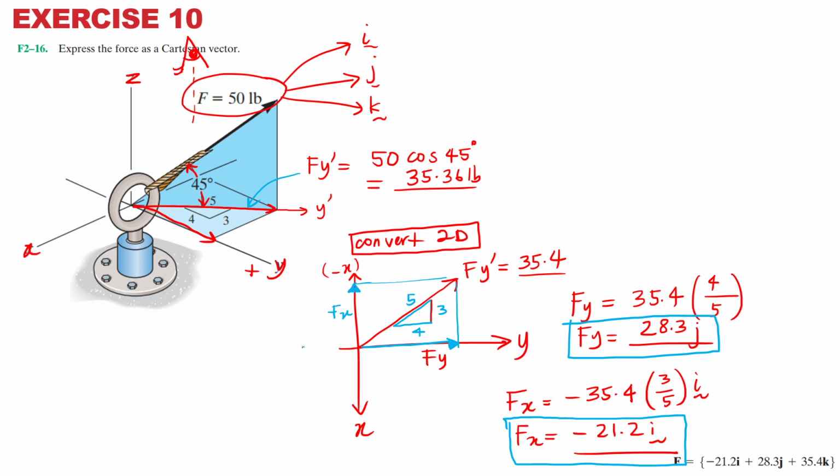Finally, we have to look at z. So let's take a look at z. Again, if you are not confident with this one, you can draw something in 2D. So if you draw, you're going to see something like this. This will be your y prime. This will be your z value. This is your 50 pound. This is 45.